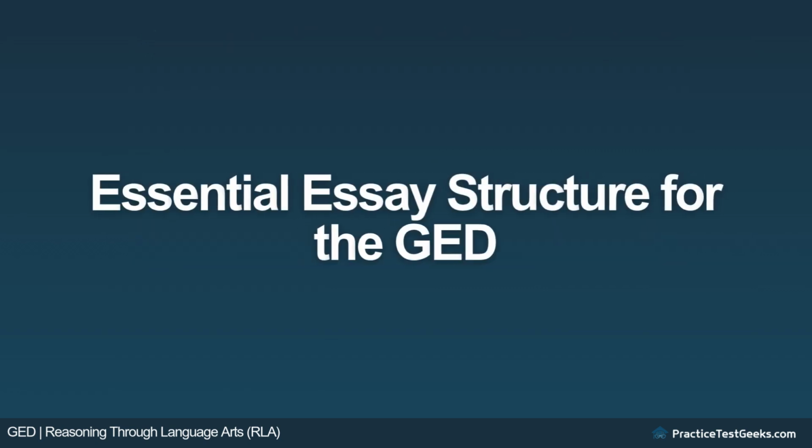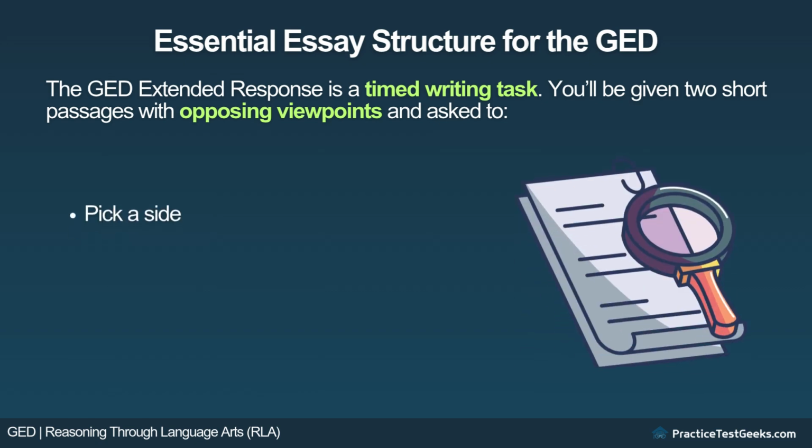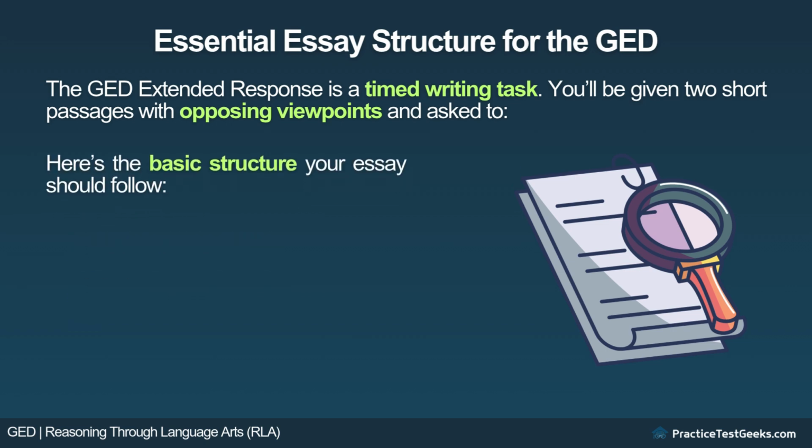Now that you know what's expected in the writing section, let's break down how to structure your essay for success. The GED extended response is a timed writing task. You'll be given two short passages with opposing viewpoints and asked to: first, pick a side. Then, support your position. Finally, use evidence from the texts to back up your claim. Here's the basic structure your essay should follow.